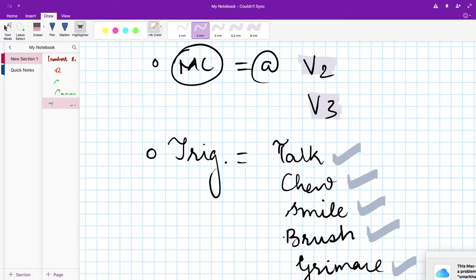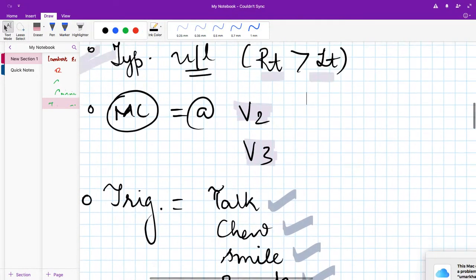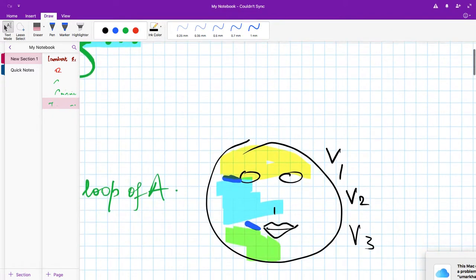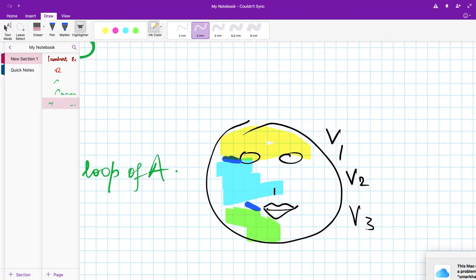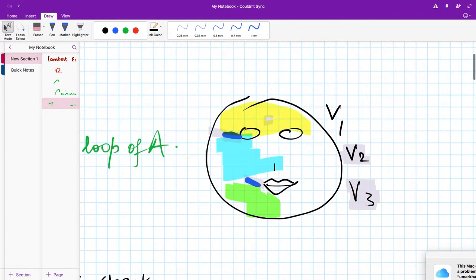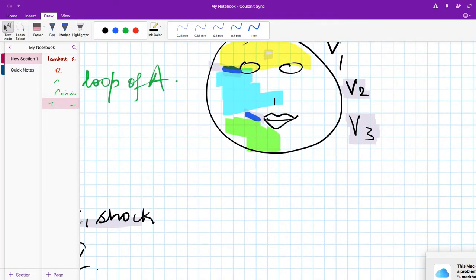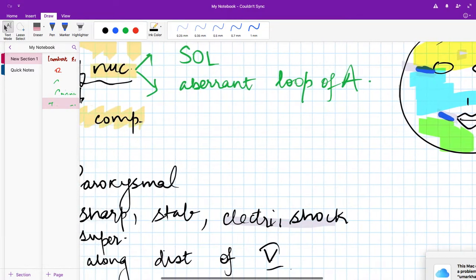So we discussed that the more common sites will be the maxillary and mandibular division. That means 5-2 and 5-3 will be more involved. The pain will usually be in the lower and middle part of the face, because one landmark is the outer canthus of the eye and one is the angle of the lip. This is how you divide. Above the outer canthus is 5-1, between the outer canthus and the angle of the mouth is 5-2, and below that is 5-3. So here mainly 5-2 and 5-3 are involved, mind you.